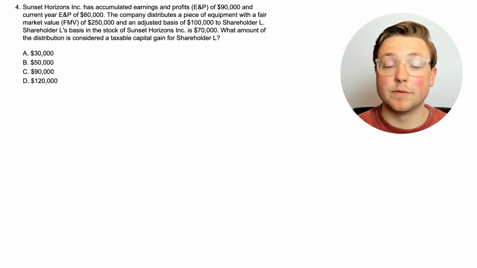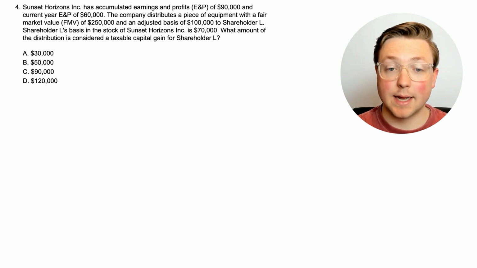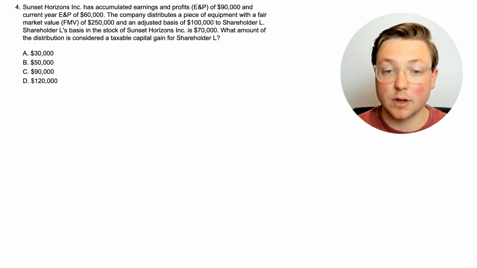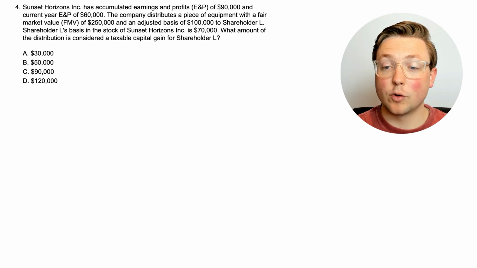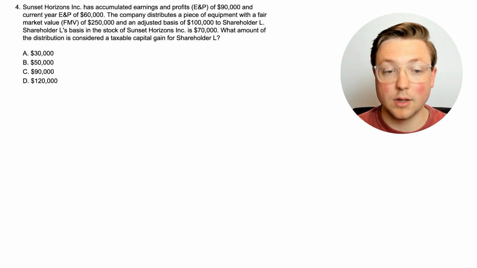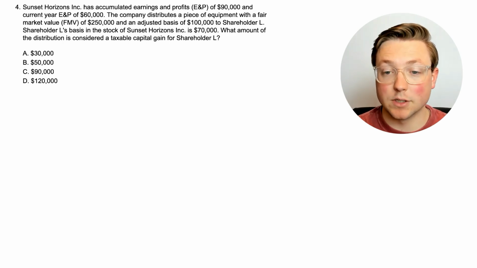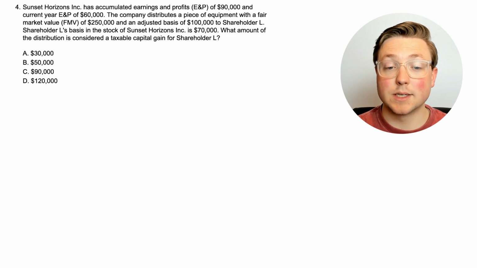Okay, here is question 4. Sunset Horizons, Inc. has accumulated earnings and profits of $90,000 and current year E&P of $60,000. The company distributes a piece of equipment with a fair market value of $250,000 and an adjusted basis of $100,000 to shareholder L. Shareholder L's basis in the stock of Sunset Horizons, Inc. is $70,000. What amount of the distribution is considered a taxable capital gain for shareholder L?